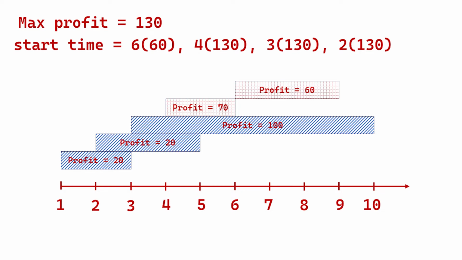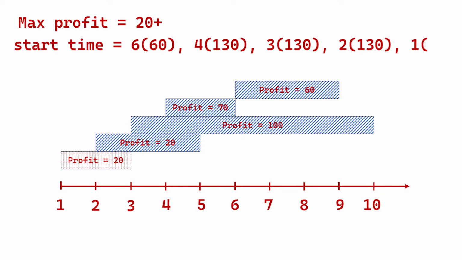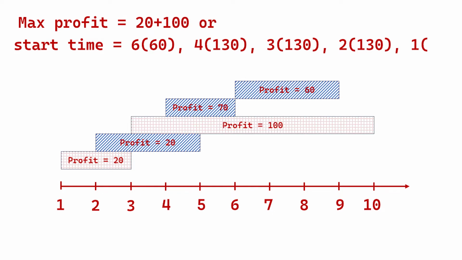Now we come to the last interval, which is 1 to 3, and the profit is 20. We have to find a start time which is after 3 and consider the profit of those intervals. So for example, we have one interval which is from 3 to 10 and the profit is 100. So if we add that, 20 plus 100 will be 120. Okay, so that is one option that we have.